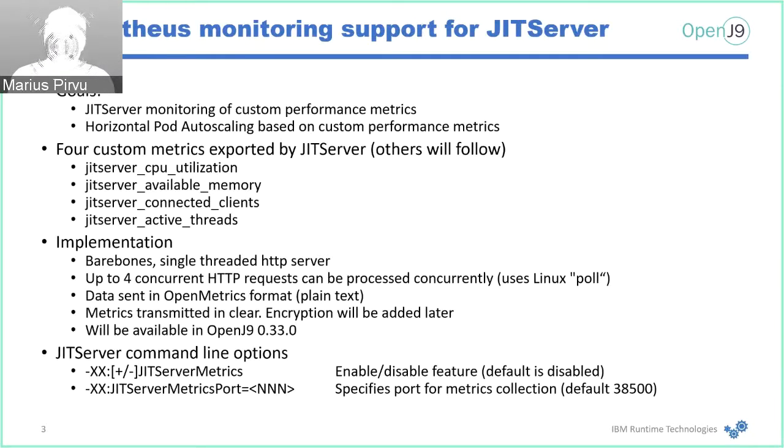For now, JITServer exports 4 different internal metrics, including the number of connected clients and active compilation threads. In the future, of course, more can be added. The exporter is implemented as a server that only responds to GET requests to the metrics endpoint. Data is sent in text at the moment, following the OpenMetrics protocol. In the future, we may want to encrypt.